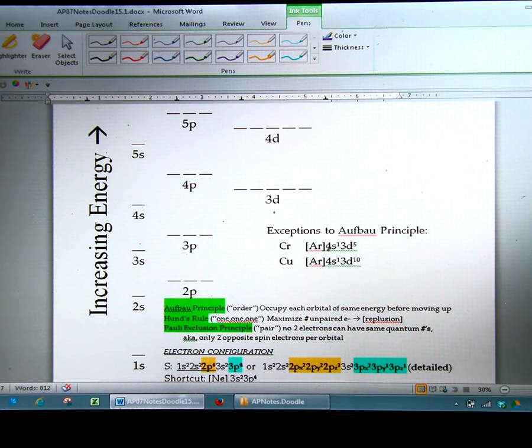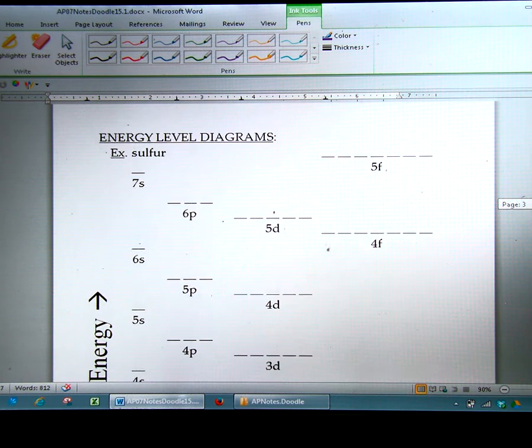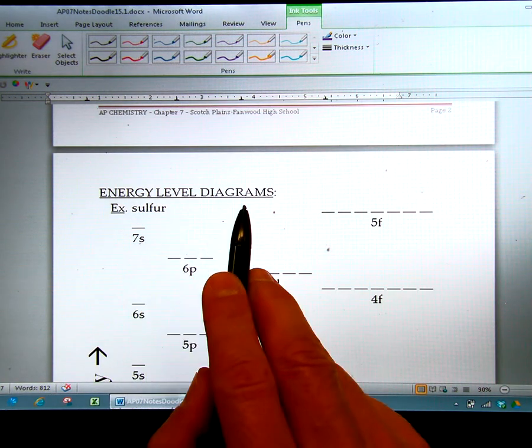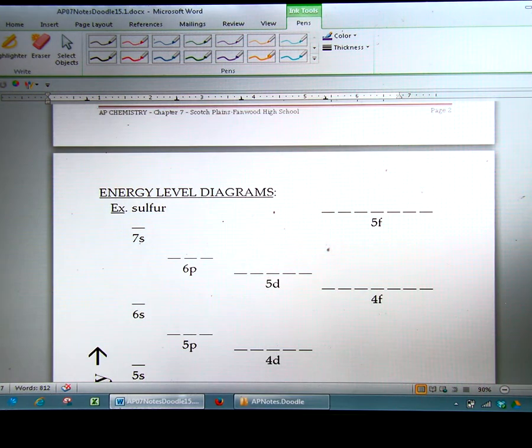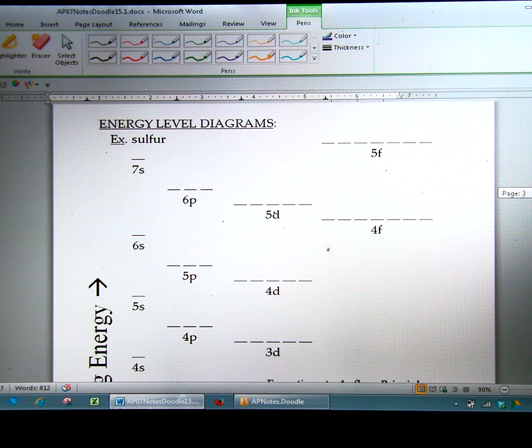Now we're on page 3 of the AP Chemistry Chapter 7 packet, and we're going to learn how to draw what are called energy level diagrams and also how to write electron configurations for the elements. So the electrons, as we learned, are in orbitals outside of the nucleus. In the last video we saw that.